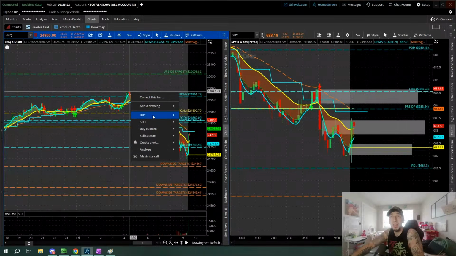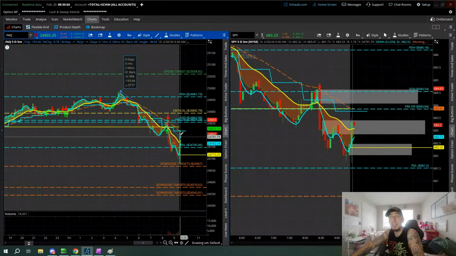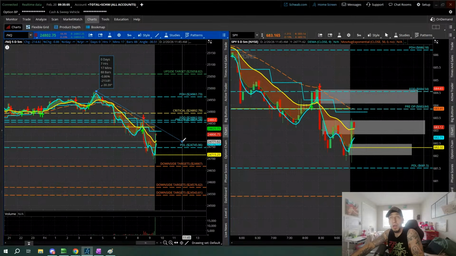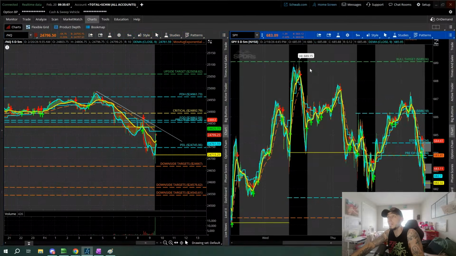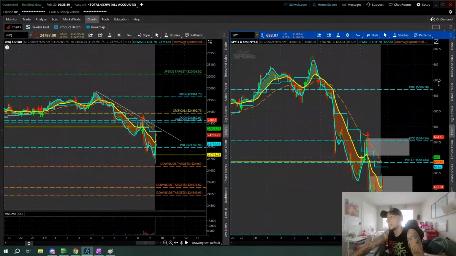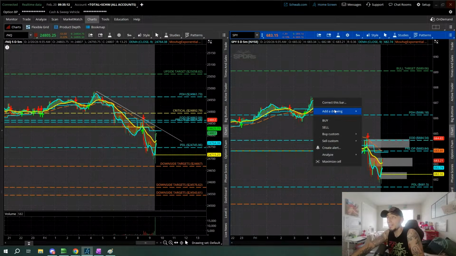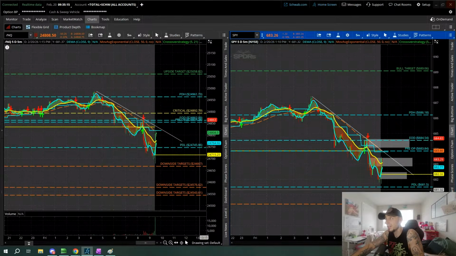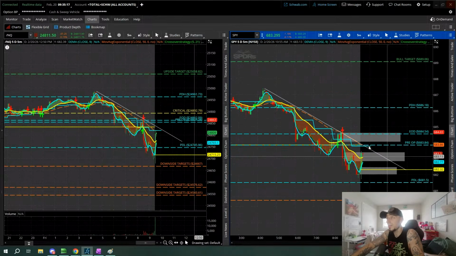All right, so we got a little trend that I'm also watching here. It's a downward trend. It looks like we got it on SPY and on QQQ. Let's see if we can get some bullish criteria.